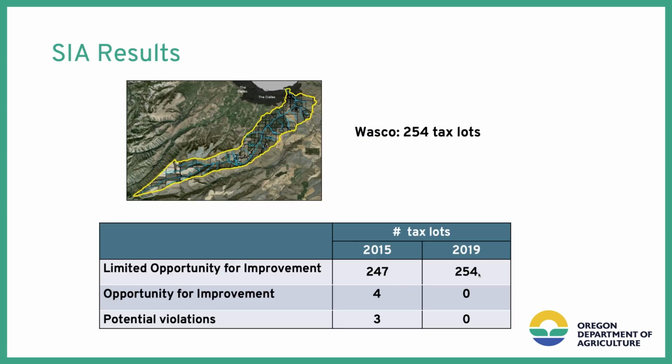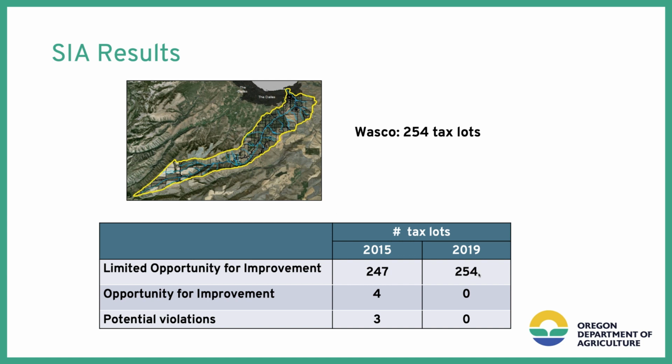So Wasco is a typical example here. This was one of the SIAs up in Wasco County, and we evaluated about 250 tax lots. At the beginning, there were 7 that we had potential regulatory concerns about. And after 4 years, they had moved into no regulatory concerns. And these percentages are real typical.